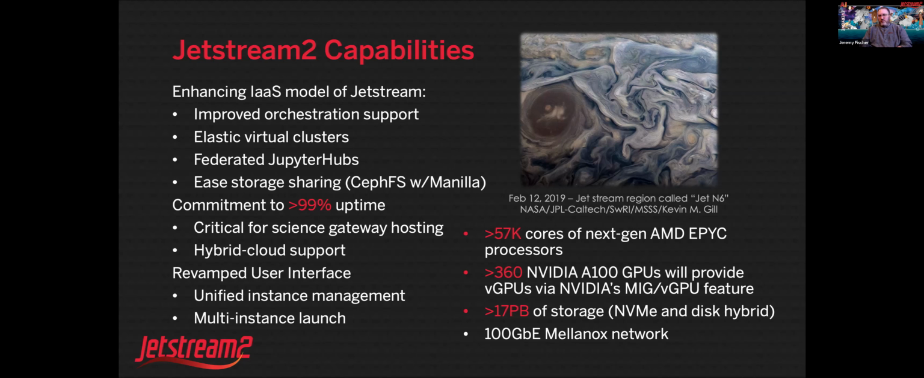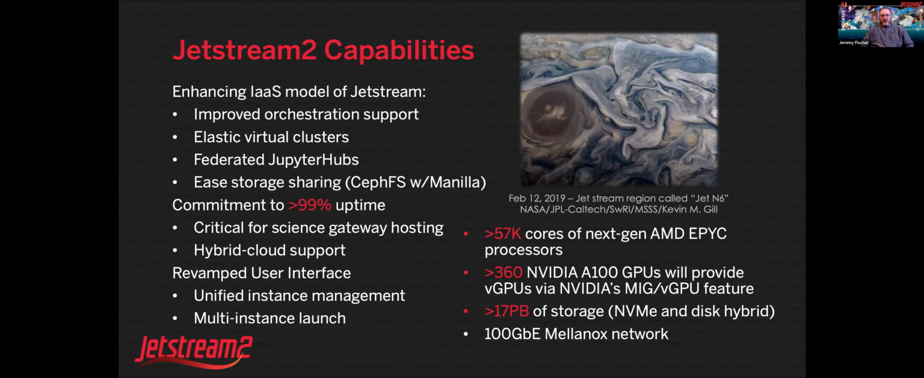Federated JupyterHub, so providing a nice way to allow education groups or research groups to use a shared set of credentialing for JupyterHubs. Typically, I believe, it's going to go through Globus, but allow institution-based credentials or Google-based credentials or whatever credentials you choose. And the team working on that is going to have that ready for usage very soon.